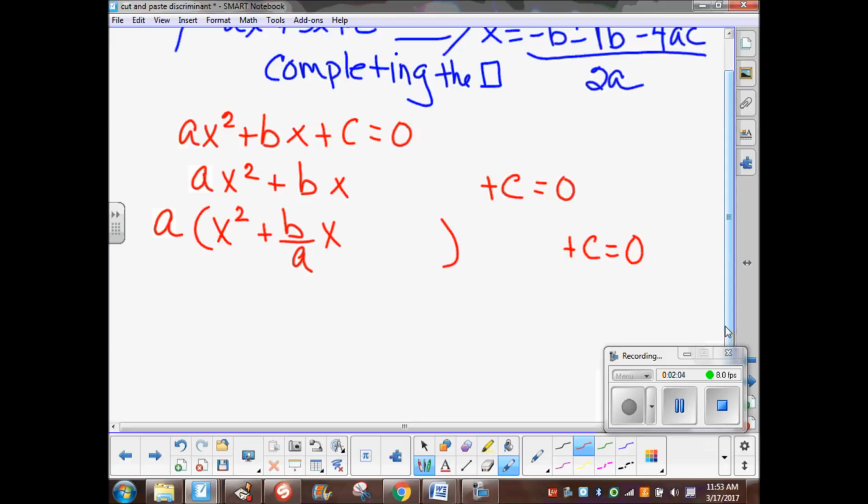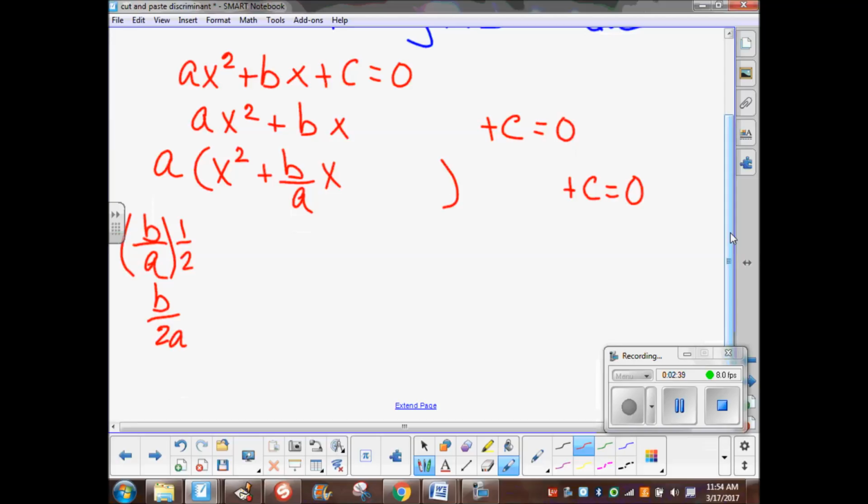Now I'm going to take half and square. I've got to take half of my b coefficient. So what is that coefficient right now that I'm going to take half of? b over a. So how do I take half of b over a? Instead of dividing it by 2, I can multiply it by what? 1/2. So if I multiply this by 1/2, it becomes b over 2a, right? Now I took half of it, now I've got to square it. So b over 2a times b over 2a. Doing that multiplication, I should come up with b squared over 4a squared, right? b squared over 4a squared.